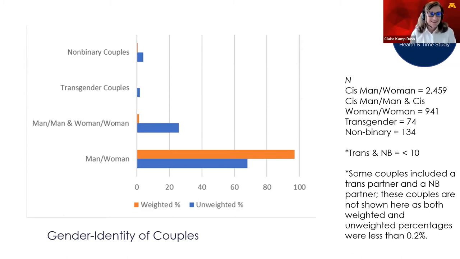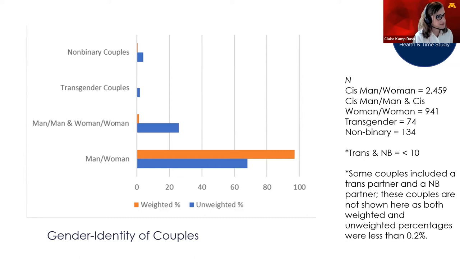So cis-man, cis-woman. We have about 2,500 couples, and then we have about 941 cis man and cis woman, 74 transgender couples, and 134 non-binary couples. Some couples included a trans partner and a non-binary partner. We had less than 10 of those, so they aren't shown here as an actual N because we're not showing any Ns smaller than 10 on these slides.